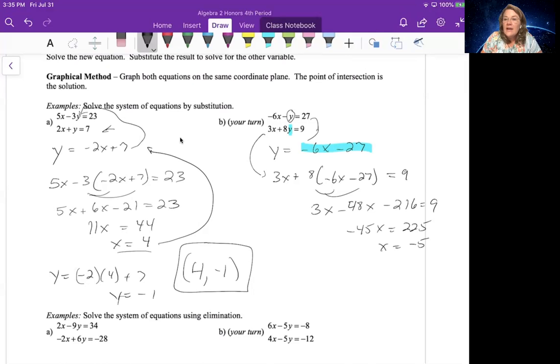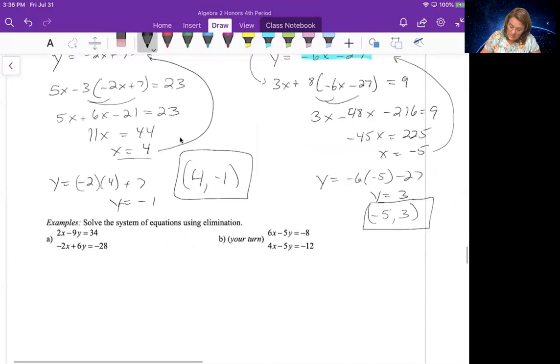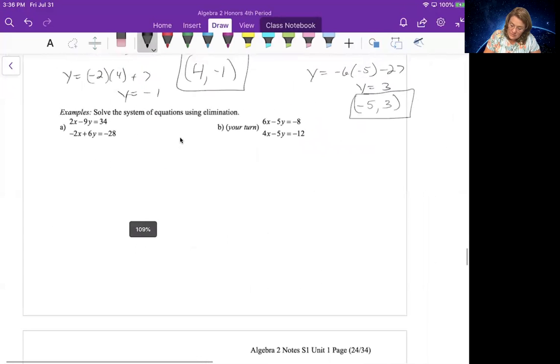I'm not done yet. I only have one variable. I need the other variable, and so I'm going to plug that back into this equation for y. I will find y to be negative 6 times negative 5 minus 27. So y is equal to 3. And so my solution is negative 5 and 3. That is the point at which those two lines intersect. I have one solution. I have solved that system of equations, okay? So that's the first one, by substitution.